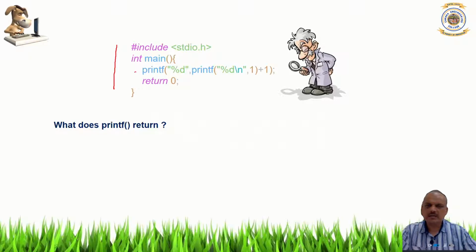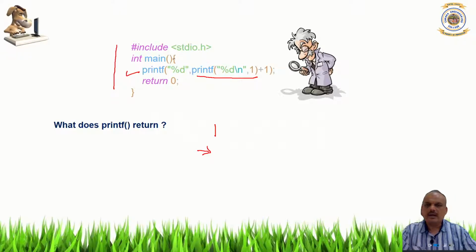This main function basically has one single line. That's printf %d, with a printf nested inside it. So how does the C compiler work? First, it gets into the innermost bracket and decodes this. So what does this print out? It prints out %d, that is, it prints out a 1, and after that it goes to the next line. So it prints out a newline there.